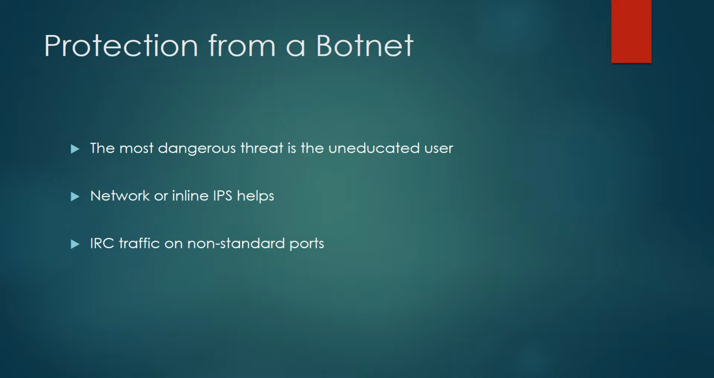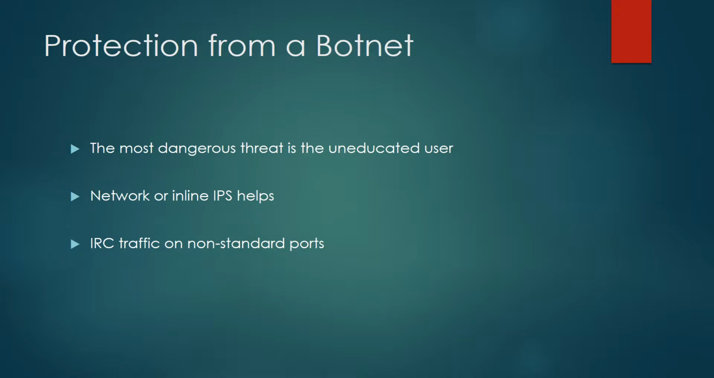The first thing that must be done is protecting the network from a botnet. The most dangerous threat is the uneducated user. A person who clicks on any potentially dangerous link or opens any potentially dangerous file can cause problems and can cause a botnet to be created within the network. Now, a network or inline IPS, or intrusion prevention system, can help, but it cannot always prevent it, especially if the person takes the computer home and uses it on their own personal network.